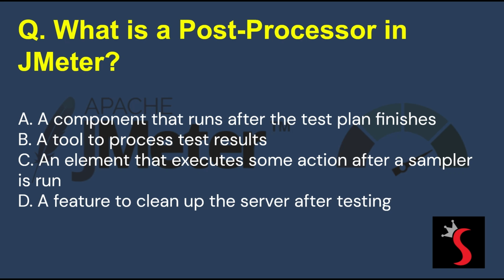What is postprocessor in JMeter? A. A component that runs after the test plan finishes. B. A tool to process test results. C. An element that executes some action after a sampler is run. D. Feature to clean up the server after testing.